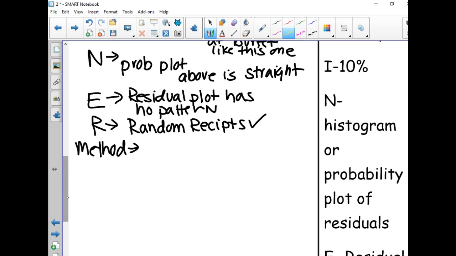Always ask yourself with the method, how many samples are we dealing with? We're dealing with one sample. It's either a T or a Z. We're dealing with quantitative data, which is means. So that's going to be a T for beta.